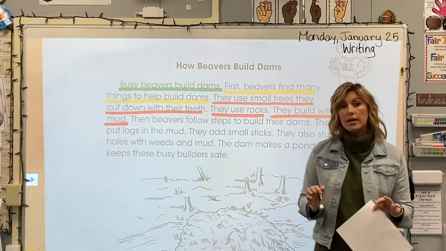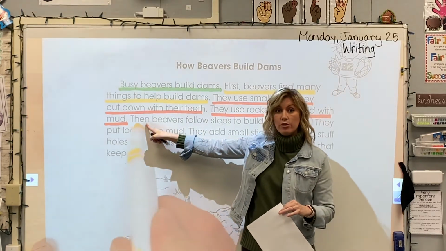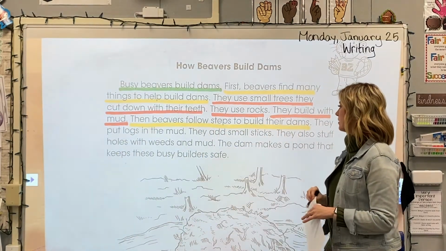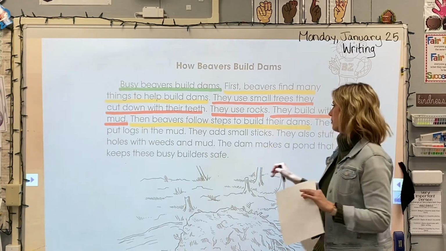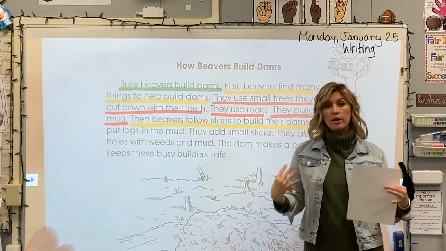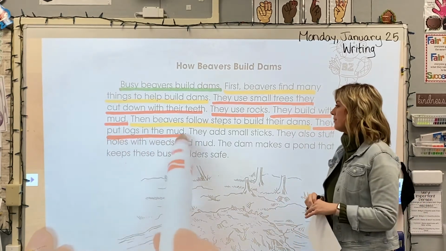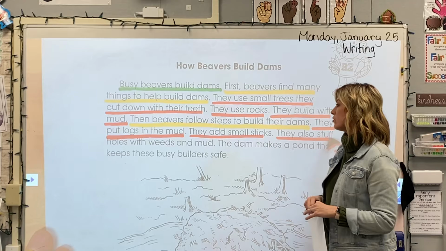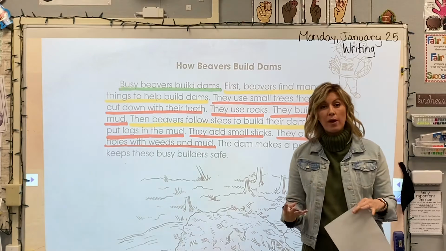Okay, we're going to grab our yellow marker again because we see a transition word, the word then. That's indicating a new idea, and it is a new idea. Then beavers follow steps to build their dam. So first we learned about what they use. Now we're going to learn the three steps, okay? And these sentences are going to be red because they are more detail or information about how they do it. They put logs in the mud. They add small sticks. They also stuff holes with weeds and mud. So those are the three steps they follow, the three things they do when they're building the dam.